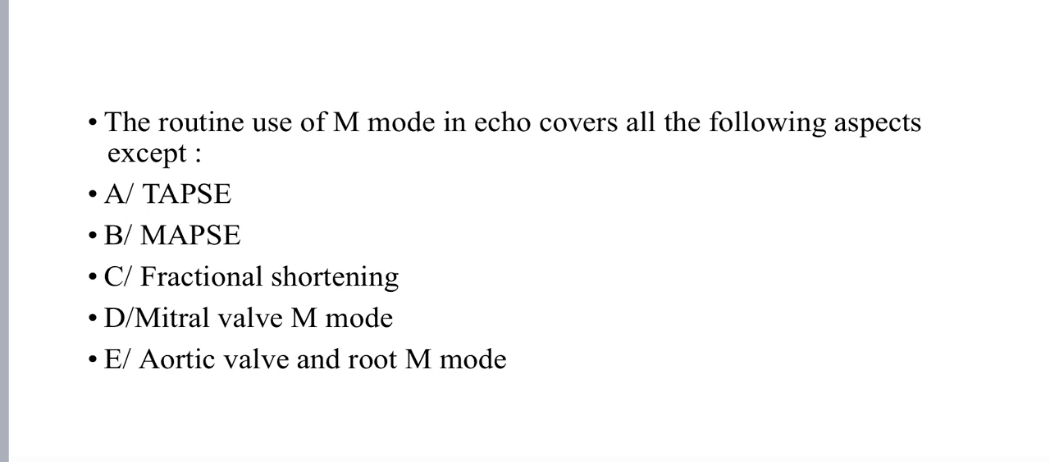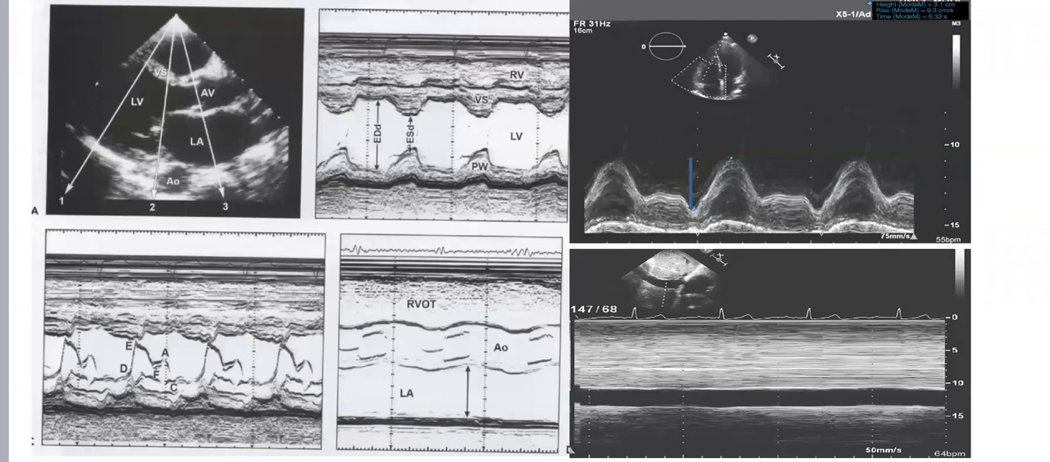All except MAPSE. Yeah, we don't use MAPSE. Exactly. TAPSE is routine. Fractional shortening is routine. Mitral valve M mode is routine. Aortic valve and root is routine. So these are the routine M mode measurements we see in all routine studies. In every routine study, that's what we get.